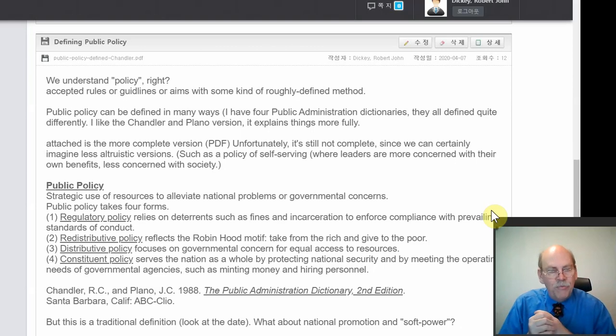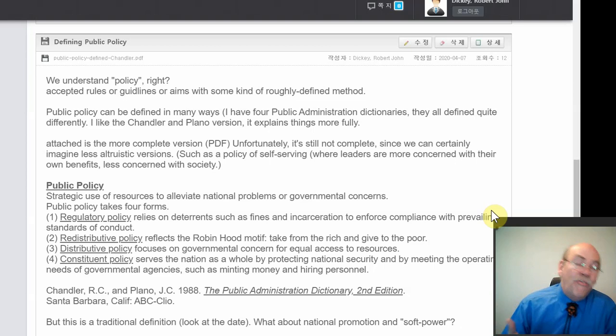And finally, number four, constituent policy. In a way, this is really kind of a political policy. Constituent is the word we use to refer to people who the politician represents. If you are the National Assemblyman for Daegu A or something like that, then the people who live in Daegu A who can vote, they're your constituents. Well, everybody who lives in a government area who are citizens are constituents. And maybe foreigners are constituents.